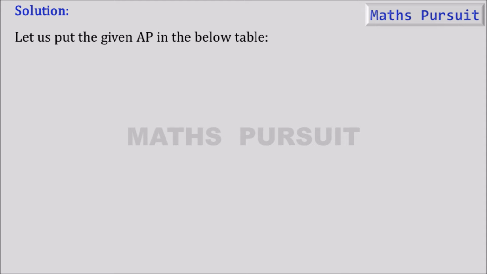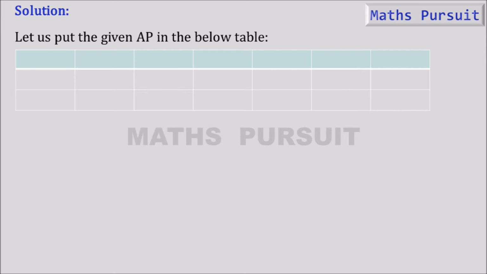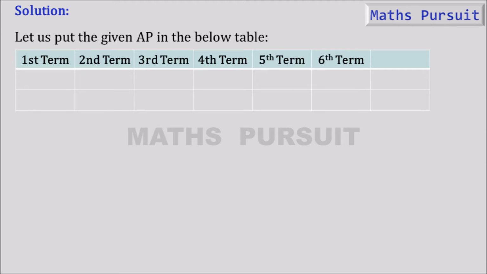As usual, I am creating a table and I am going to put the given values or given AP in that table so that it will help us to make the calculation easily without confusing among the numbers. Now here I am going to prepare a 7-column table because the question gave us till 7 terms. For that reason I am preparing a 7-column table with 3 rows and naming first term to first cell, second term to second cell, third term to third cell, fourth term to fourth cell, fifth term to fifth cell, sixth term to sixth cell, seventh term to seventh cell.